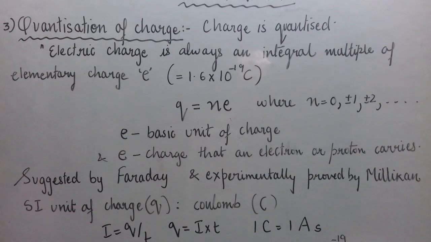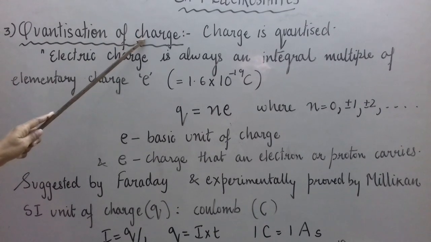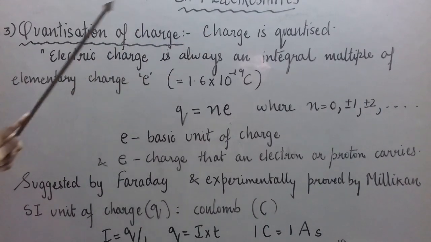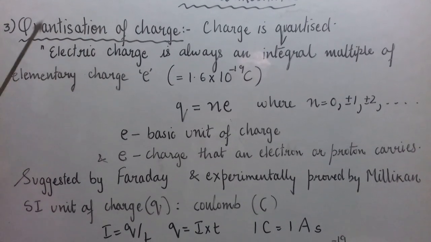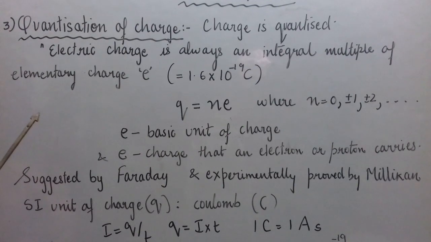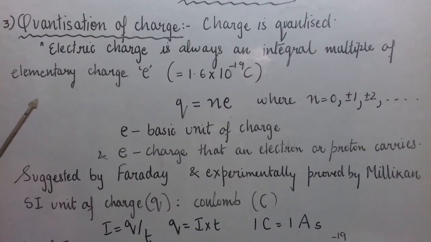Now the last basic property of charge is quantization of charge. That is, charge is quantized. What do we mean by it? See, when we rub glass rod and silk cloth together, what happens? Transfer of electrons takes place, ultimately resulting in glass rod losing electrons, gaining positive charge, and silk cloth gaining electrons and becoming negatively charged.